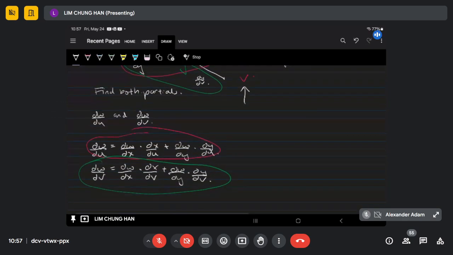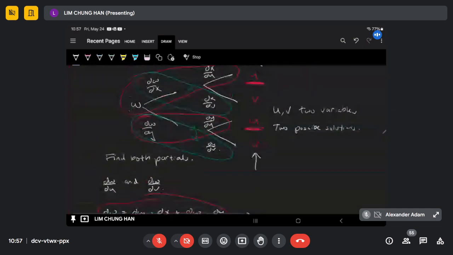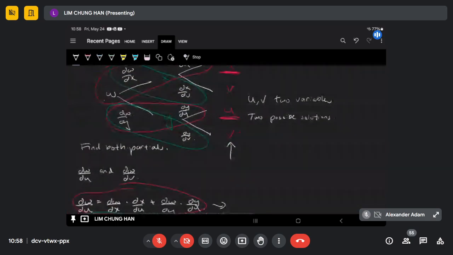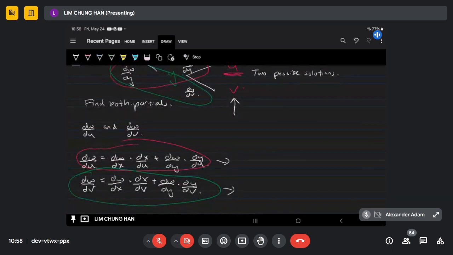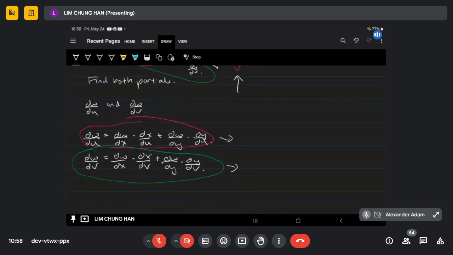So, can you solve this on your own? This one is easy. Nothing funny about the differentiation. w equals x squared, x cubed, y cubed. This one you can differentiate easily. x equals u squared plus v squared, very easy to differentiate. y equals 2uv, also very easy to differentiate. So you should be able to solve this on your own and get the final answer.